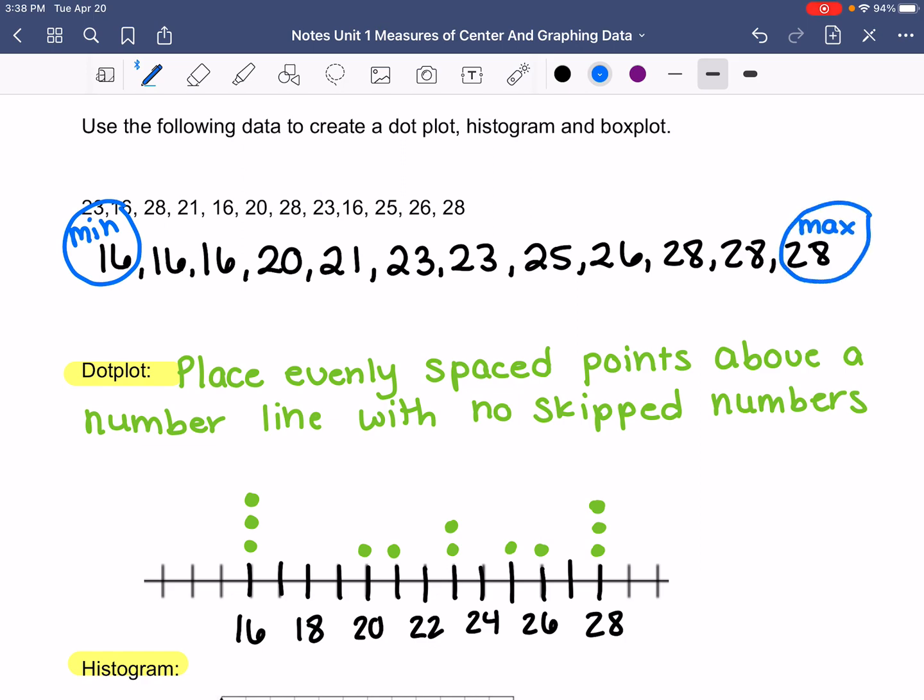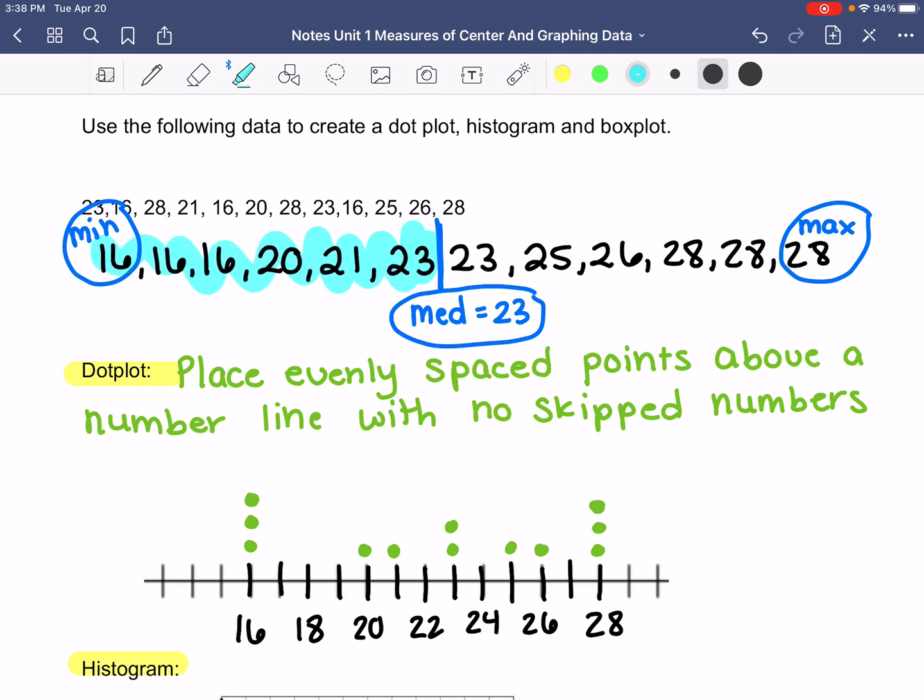Now I need the median. So there's 12 pieces of data. This is where they get split in half. So what's in between 23 and 23? We found that earlier. It's just 23. So here's how you find your Q1 and Q3. We have this half over here, and we have this half over here, and we're just going to find the median of the blue half and the median of the green half. So you just cut it in half at the median and then find the median of each half.